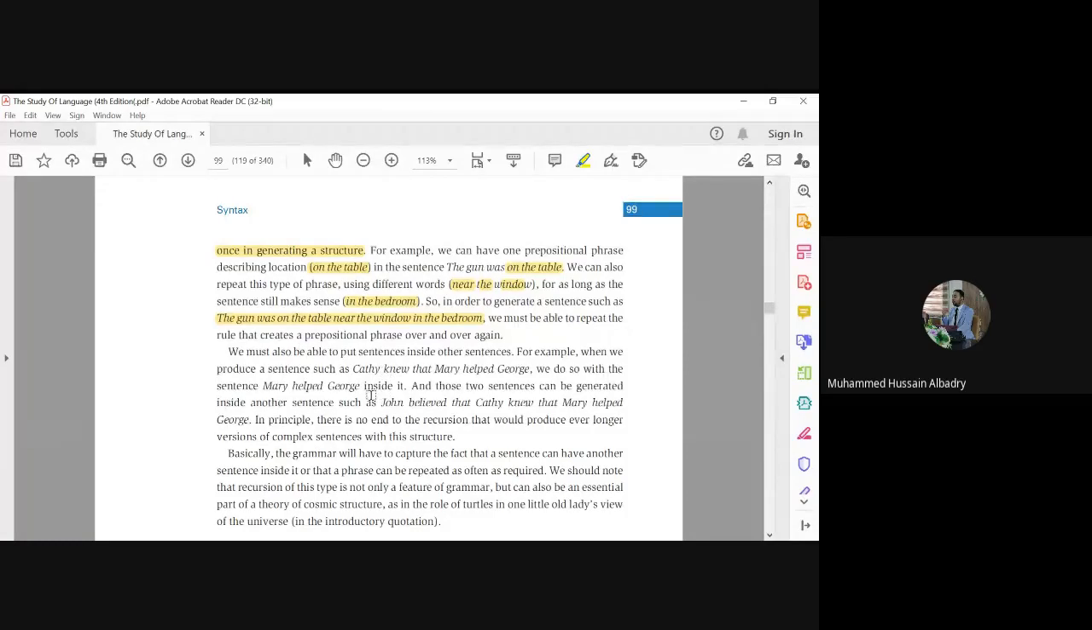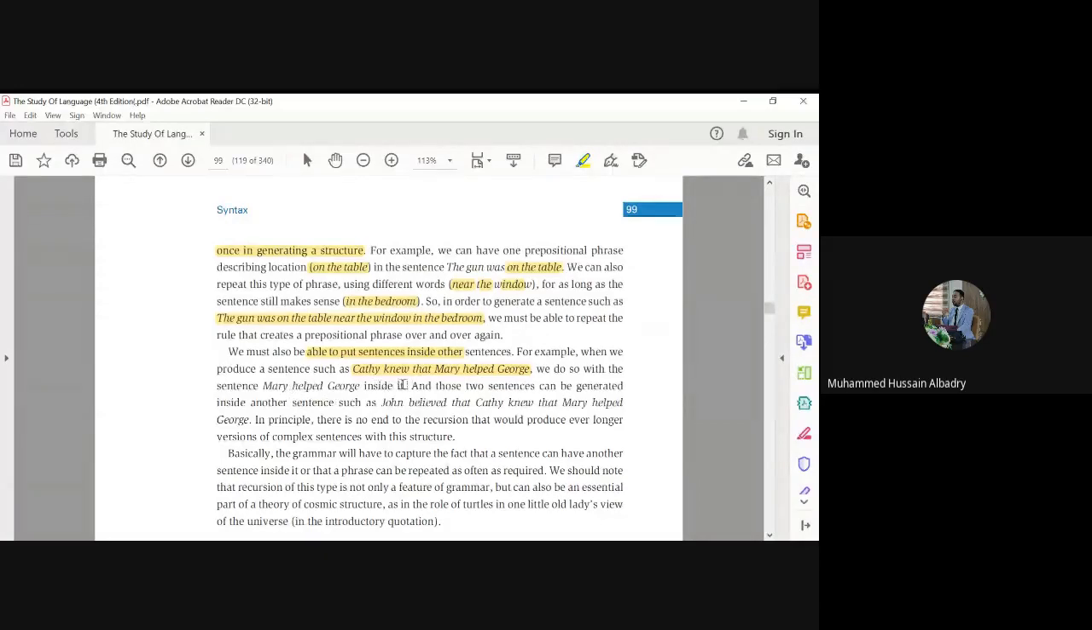Also, we can repeat sentences. Yes, it can also be applied to sentences. For example, Kathy knew that Mary helped George. So here we have what? Structure within structure, sentence within sentence, clause within a clause. You will take clauses in detail in the fourth stage. So Kathy knew, subject, verb. Mary helped, subject, verb. See here? Sentence within sentence.